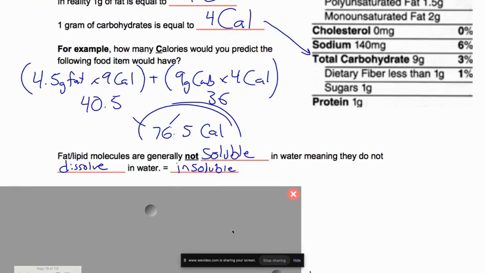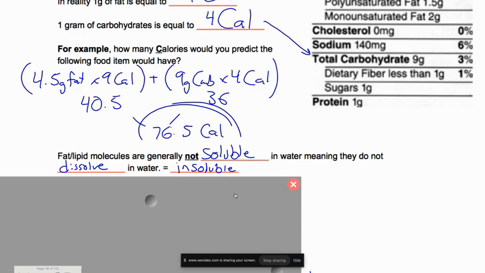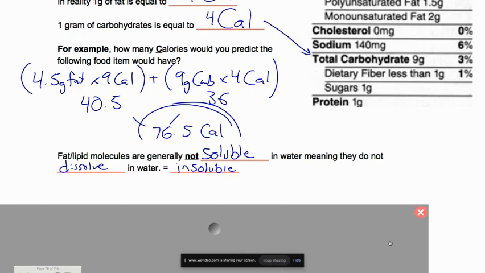Okay. Fats and lipid molecules are generally not soluble in water, meaning they don't dissolve, and we call that insoluble, right? And that makes sense, right? If we imagine oil, which is a fat, mixing with water, they separate out from one another.